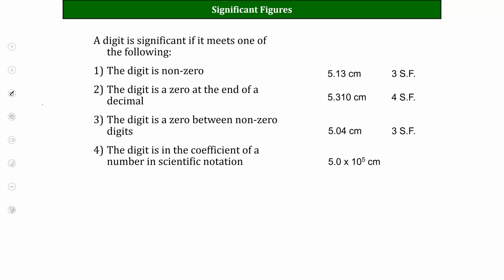Then last but not least, the foolproof way, where you don't even have to think about it, is if it's in the coefficient of scientific notation. If I say 5.0 times 10 to the 5 centimeters, those are both sig figs.